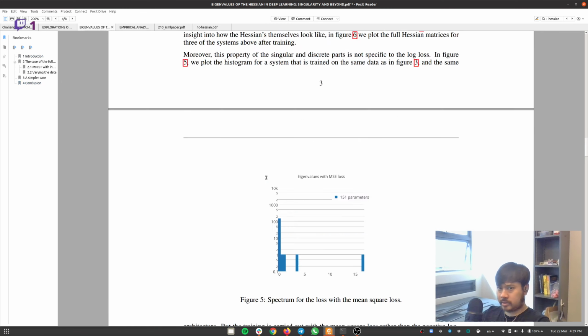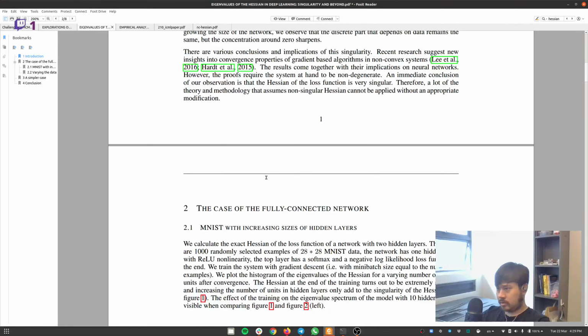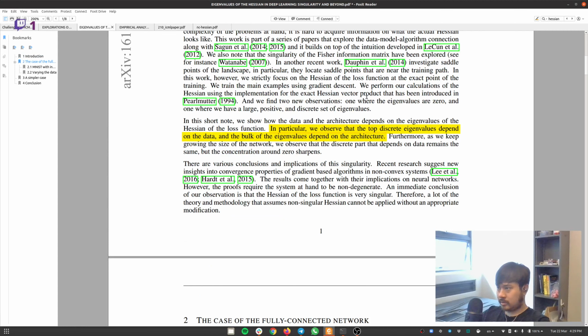Okay, I need to test this out to see for myself if it's true, because if it is, then I think it's a good thing. But basically, the main takeaway is that the top discrete part depends on the data, and then the bulk depends on the architecture. This is very, very interesting. I have to test it out for myself because at the end of the day, what matters is that it actually translates to something that I can use.